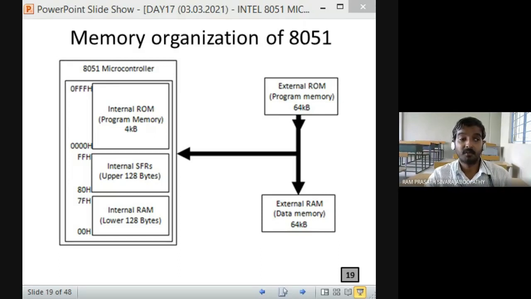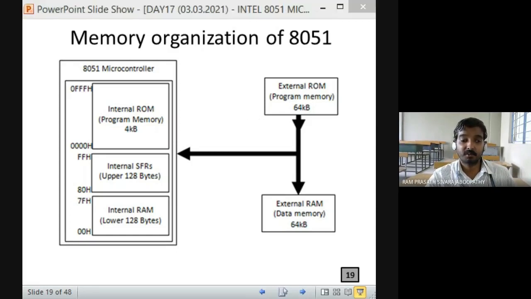Is it clear now? Is it clear or not? Yes, that's why we mentioned the address range is 0000 to 0FFFH. Fine. So for 4 KB, this address space is done. That's all. Fine. So what did we say about external ROM? 64 KB. That means the address range is from 0000 to what?